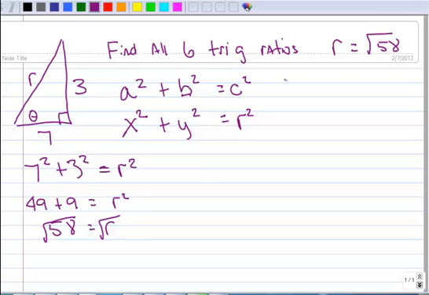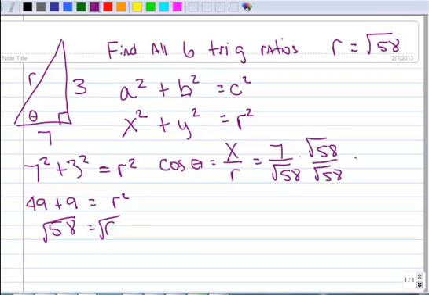Alright, let's first start with our cosine. So the cosine of theta, that ratio is x over r. So that's going to be 7 over the square root of 58. And we need to rationalize that denominator. So square root of 58 over square root of 58. So that turns out to be 7 times the square root of 58 over 58.